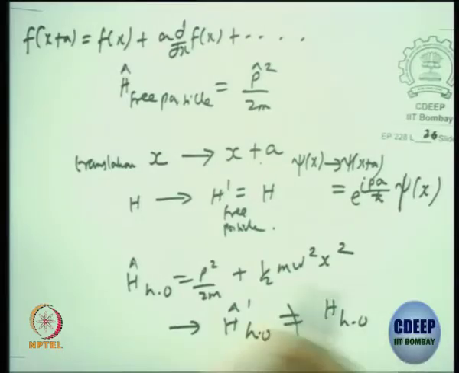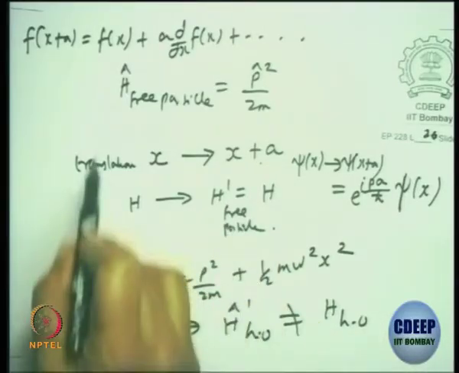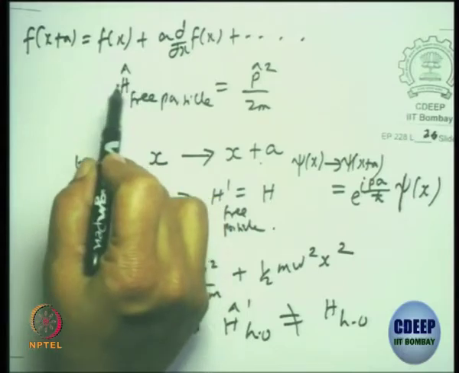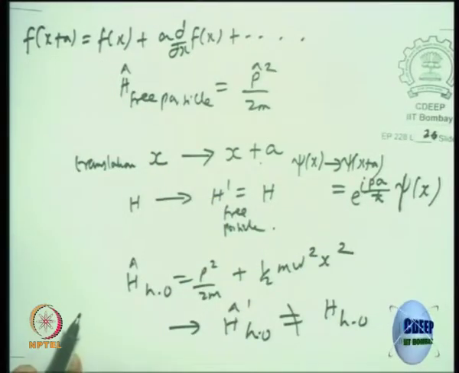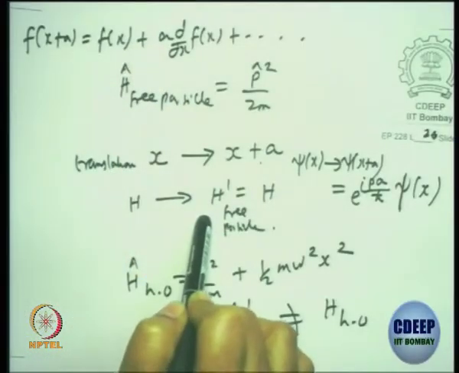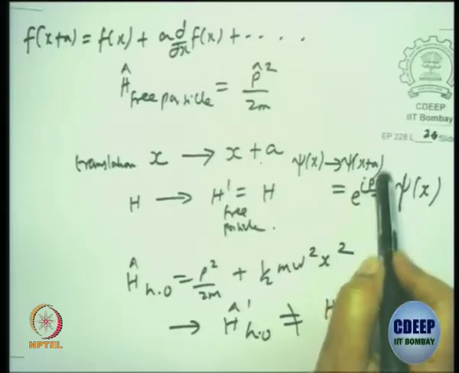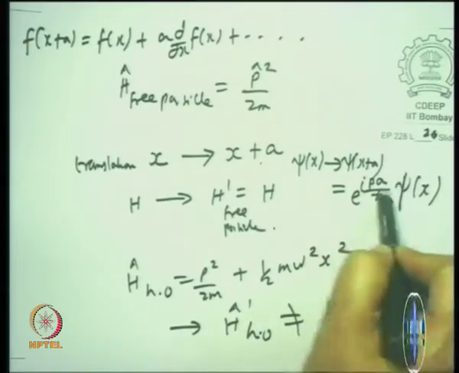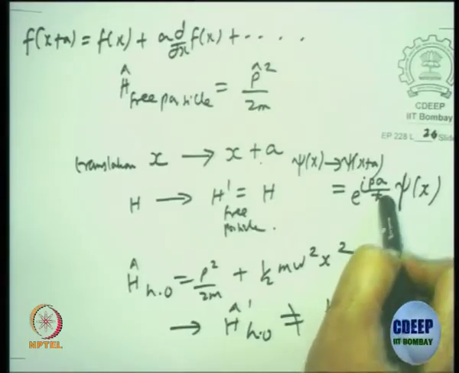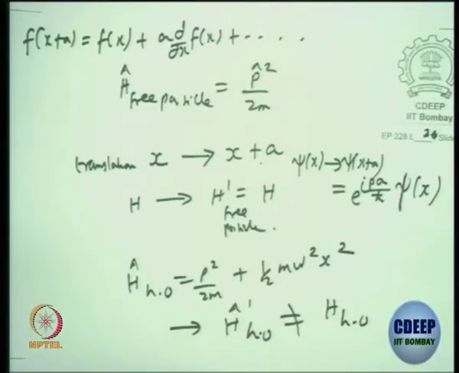What is the meaning of this? The free particle has the translation symmetry, whereas the harmonic oscillator does not have the translation symmetry. If there is a translation symmetry, the operator which performs the translation is the linear momentum. Linear momentum has to be conserved in quantum mechanics.